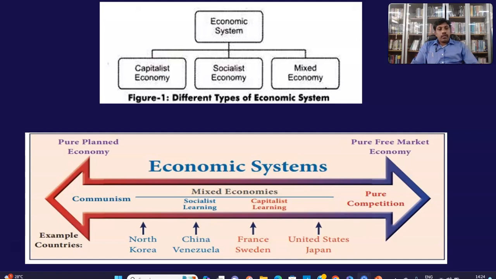You might have learned from schooling itself the different economic systems: capitalist economy, socialist economy, and mixed economy. We are going to study one by one today. So that is capitalist economy. Capitalist economy is otherwise called market economy. What is capitalist economy? The factors of production, land, labor, capital, organization, are collectively owned by the capitalist. The capitalist will take the decisions on what to produce, for whom to produce, and how to produce.